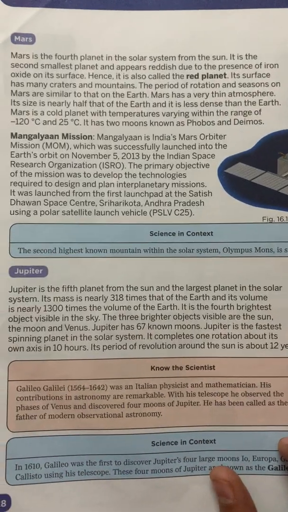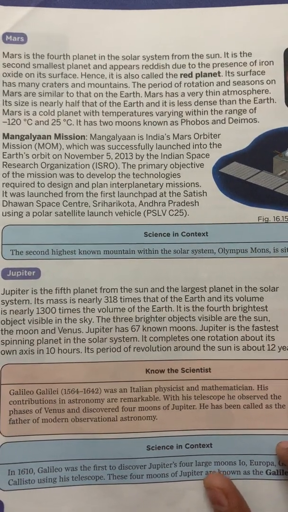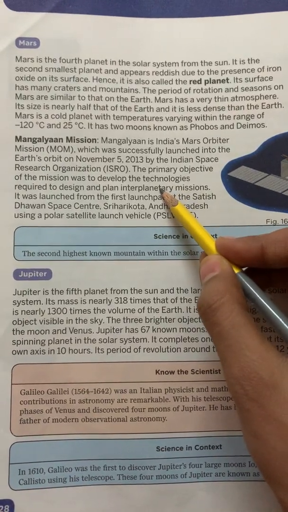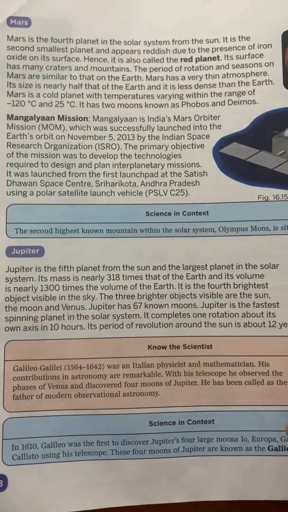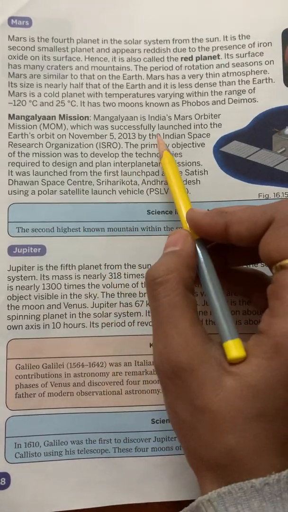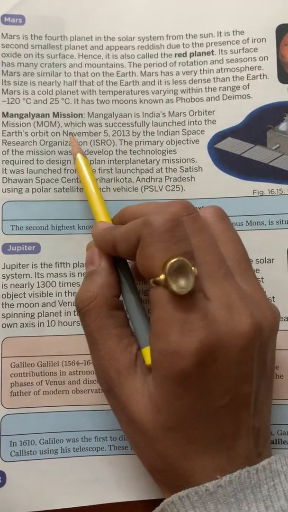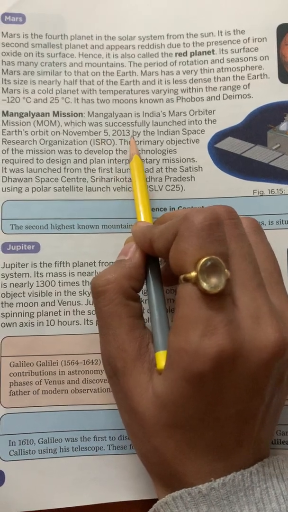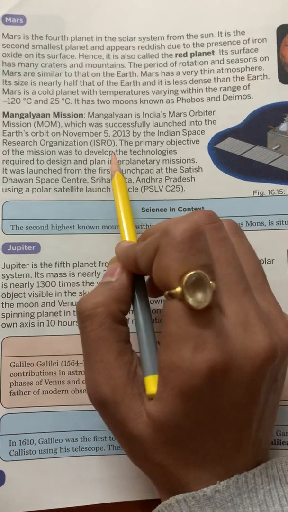Then the next is Mars, which is also known as the red planet. Next we would be discussing in detail the Mangalyaan mission, that is the Mars Orbiter Mission, MOM, which was successfully launched in November 2013 by ISRO, the Indian Space Research Organisation.